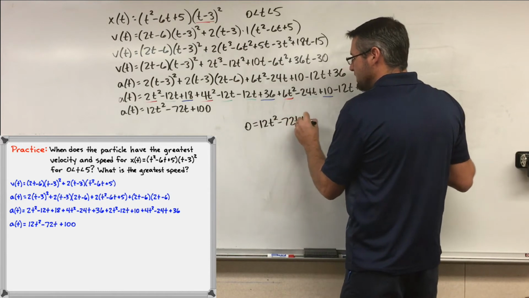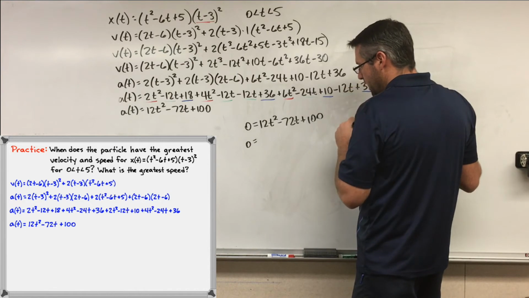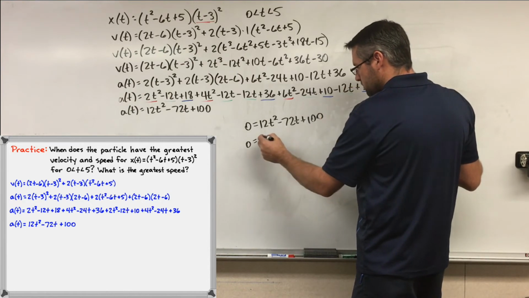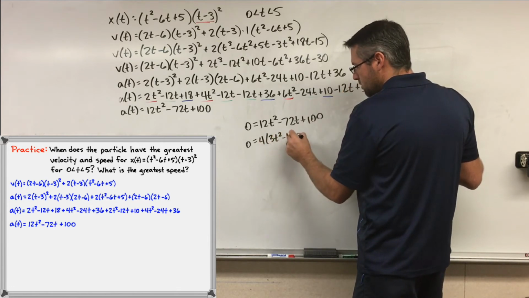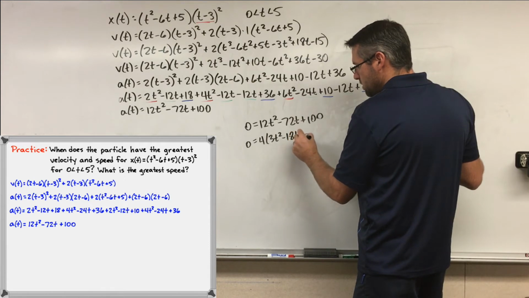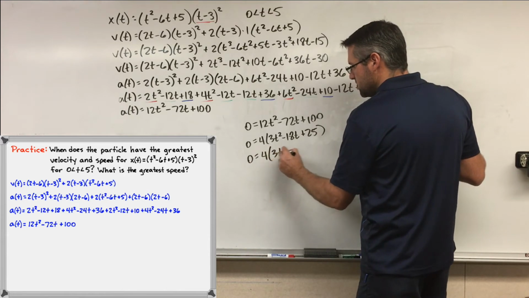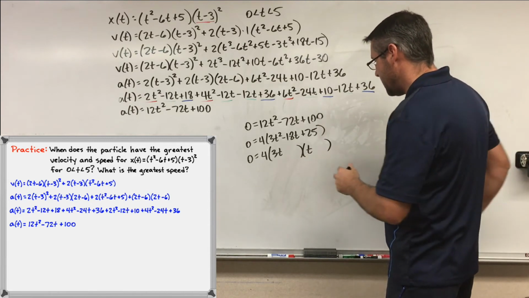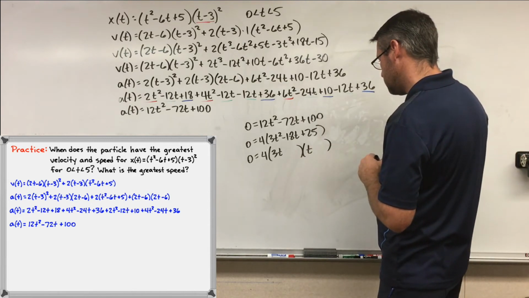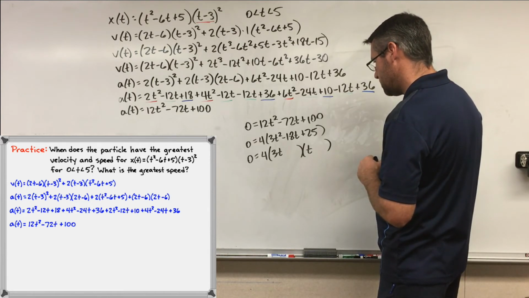And then solve that. So this is obviously factorable, at least in part. What can we factor out of this? A 4. So 4 times 3t squared minus 18t plus 25. Then we got 0 equals 4 times, we know it's going to be a 3t and a t. Let's see here, 5 and 5 is my guess. 5 times 3 is 15. No, that doesn't work. 25 and 1. That doesn't work either. What's going on here? Did I do something wrong?